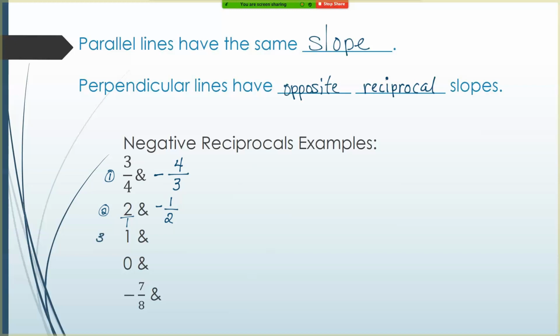For the next one, we're going to make it again a fraction, so we're going to go 1 over 1. If we flip it, it's still 1 over 1, but now it's going to be negative. So negative 1 would be the negative reciprocal of positive 1.